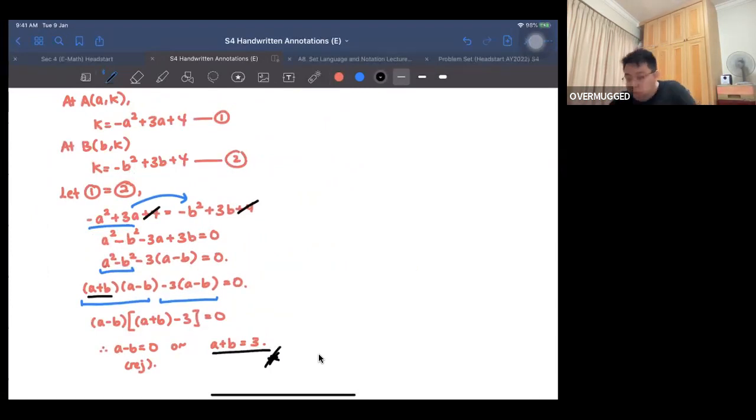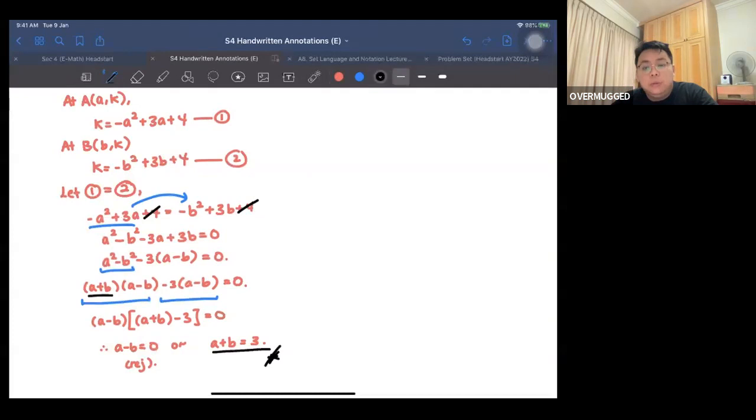Now, there are many ways of doing this question. You can also complete the square, and then you find the midpoint and solve for a plus b. That's another way of doing it. But this is, I feel, in my personal opinion, a simpler way of getting the answer out.